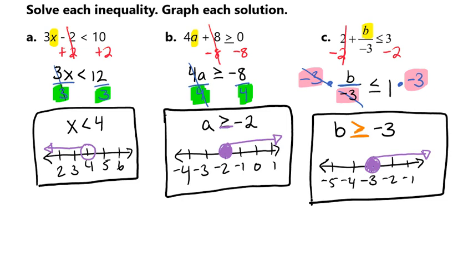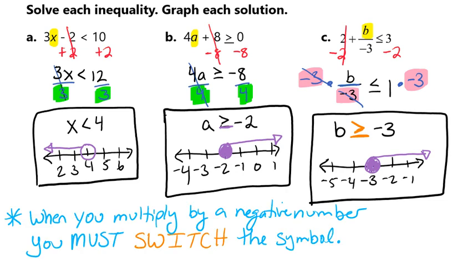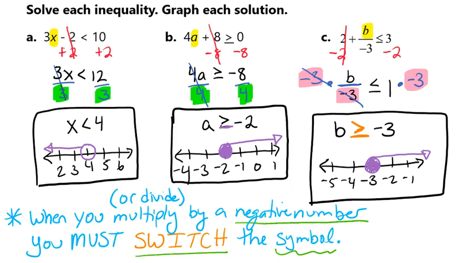So solving a multi-step inequality works just like solving a multi-step equation. You just have to watch out for when you have negative numbers, like when you multiply or divide by a negative. Because when you multiply by a negative number, you must switch the symbol. And it's not just multiplying, it's also dividing. So again, when you multiply or divide by a negative number, you must switch the symbol, just like we did in problem C.